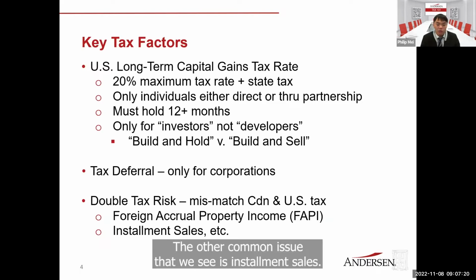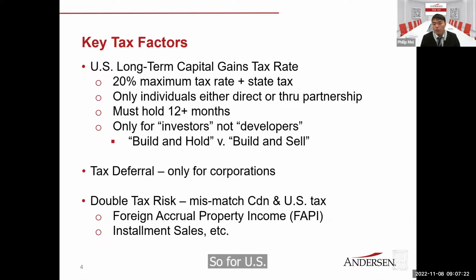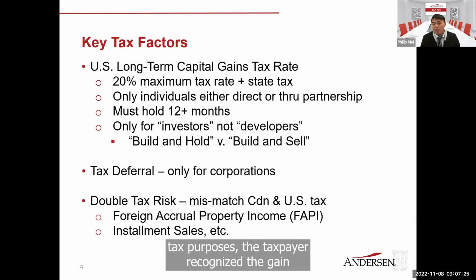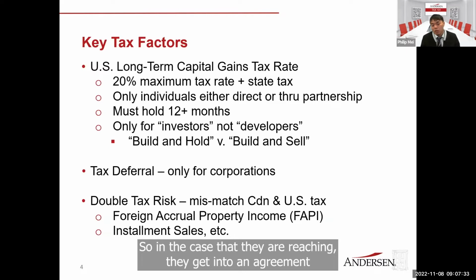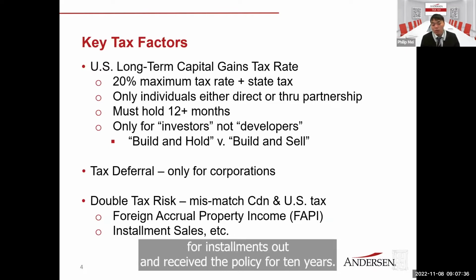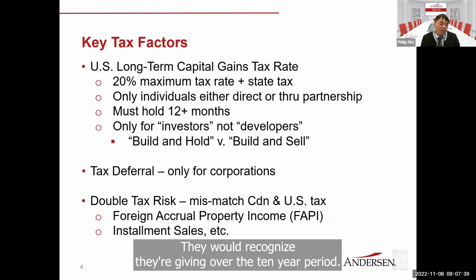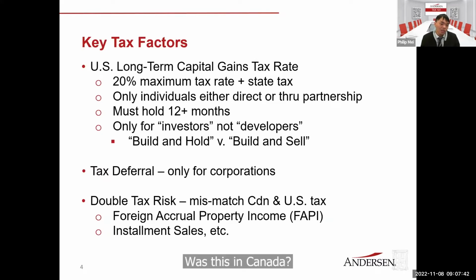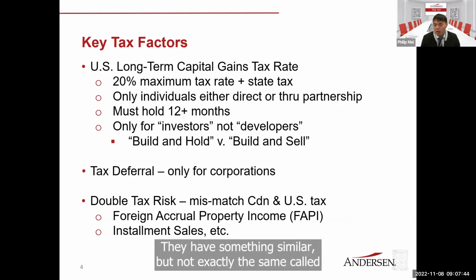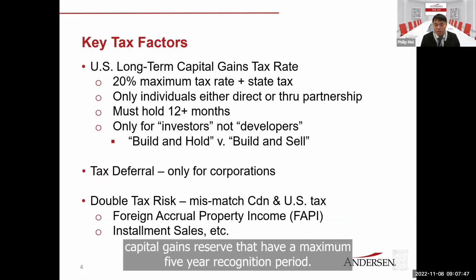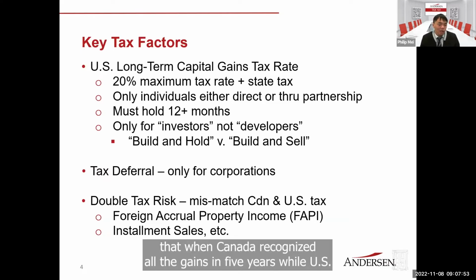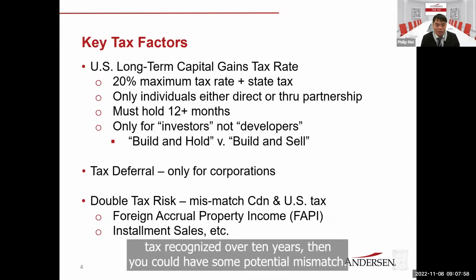The other common issue that we see is installment sales. For US tax purposes, the taxpayer recognizes the gain based on the proceeds they receive in that particular tax year. So in the case that they get into an agreement for an installment sale and receive the proceeds over 10 years, they would recognize their gain over the 10-year period. Versus in Canada, they have something similar, but not exactly the same, called a capital gain reserve, that has a maximum 5-year recognition period. So as you can imagine, when Canada recognizes all the gains in 5 years, while US tax recognizes over 10 years, then you could have some potential mismatch.